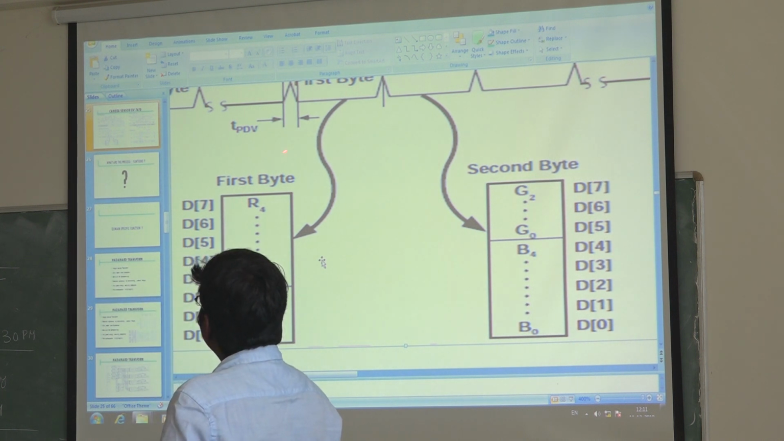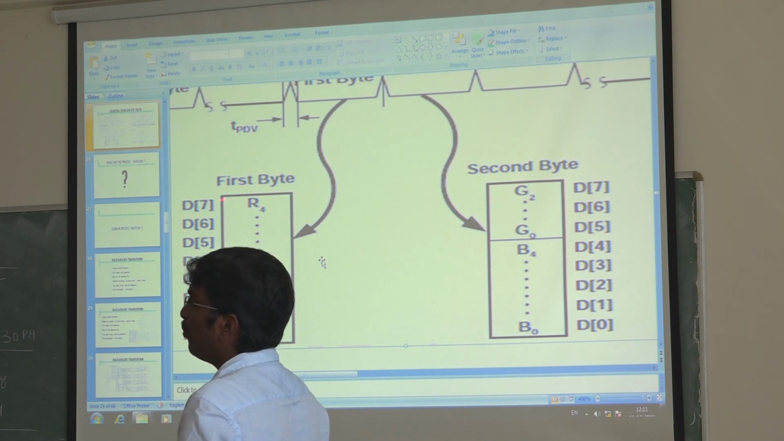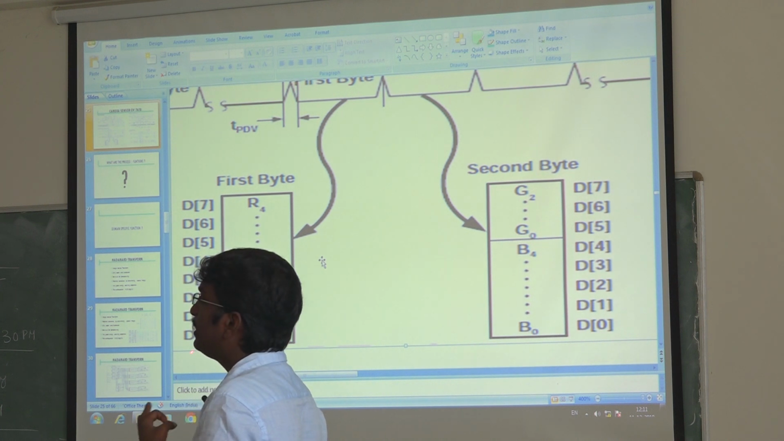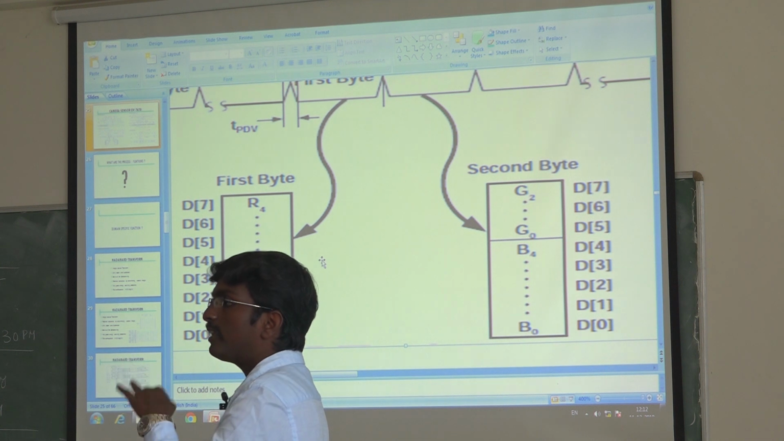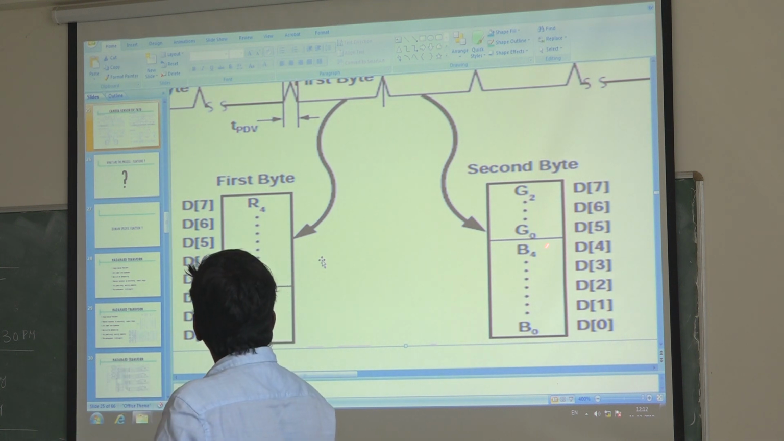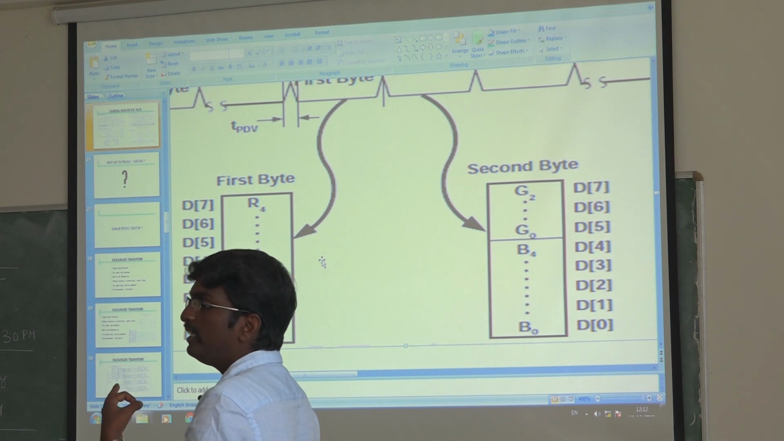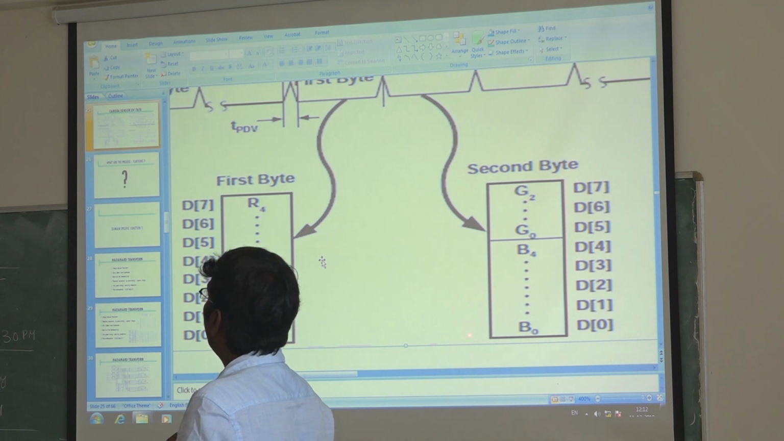So if you check the first byte, whatever D0 to D7 we are getting, this is for the R component, bits 0 to 4, 5 bits for the R, and in the green component, bits 5 to 3, 3 bits alone. So in the second cycle, whatever the next 8 bits we are getting, if you check bits 0 to 2, that means the next 3 bits of the G and 5 bits of the blue.